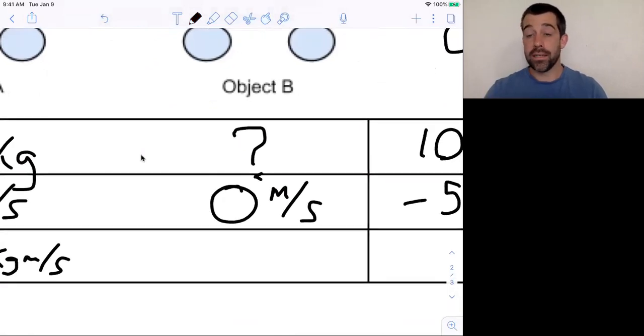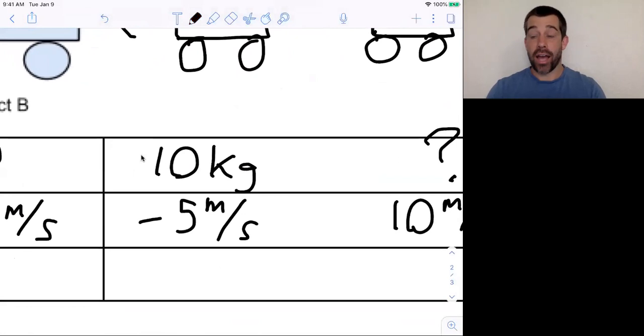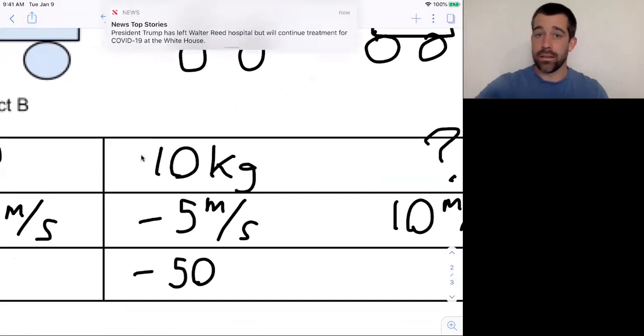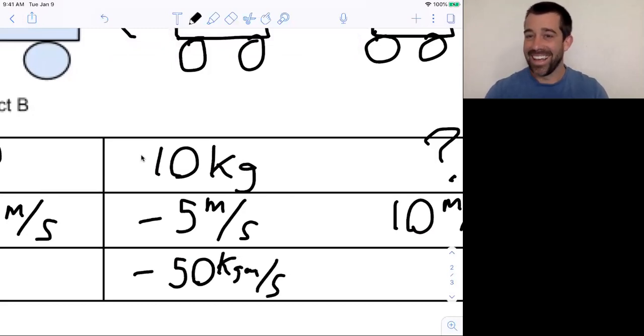For object B, I'm going to skip this one for a second. Let's move on. We'll come back to object B. For object A here after the collision, we have a mass of 10 and a velocity of -5. Multiply those together and we'll get a momentum of -50 kilogram meters per second.